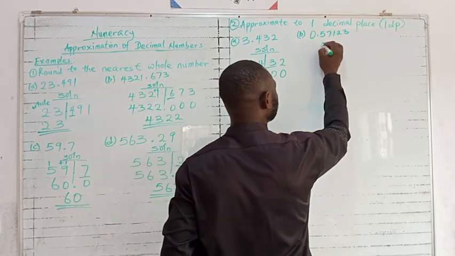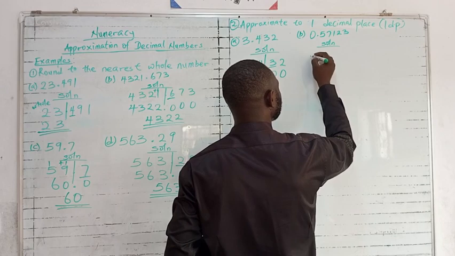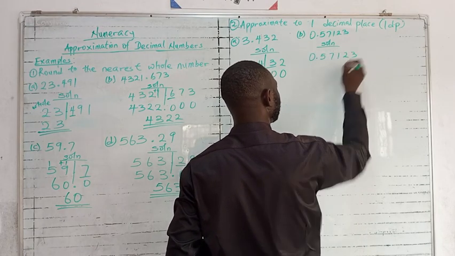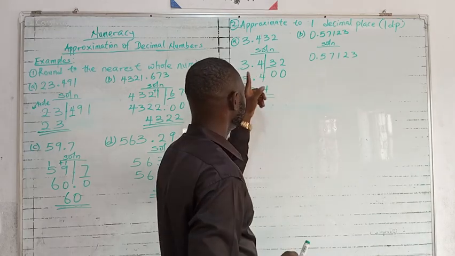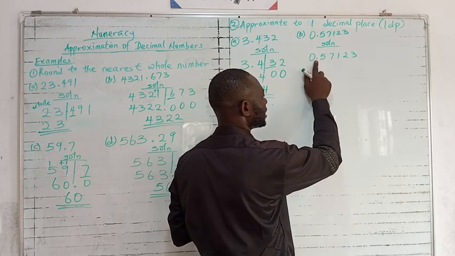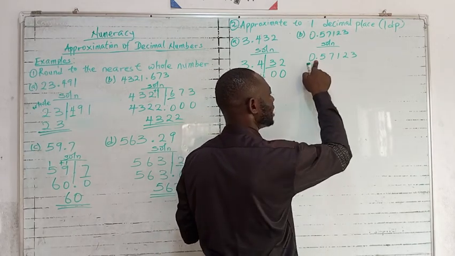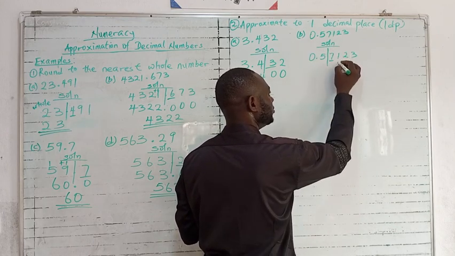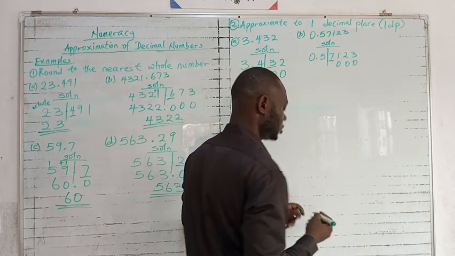So let's solve. Solution. 0.57123. And remember what I said here? We start from the decimal point and count. From the decimal point, we go 1, we put our stroke and consider this number. Meaning that here becomes 0.